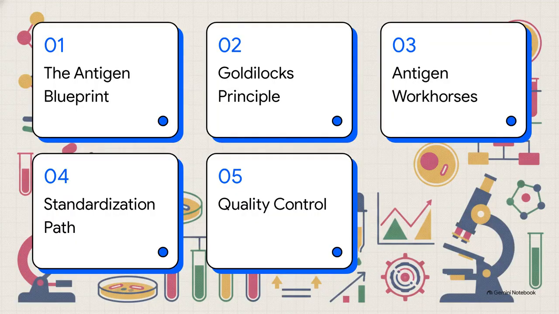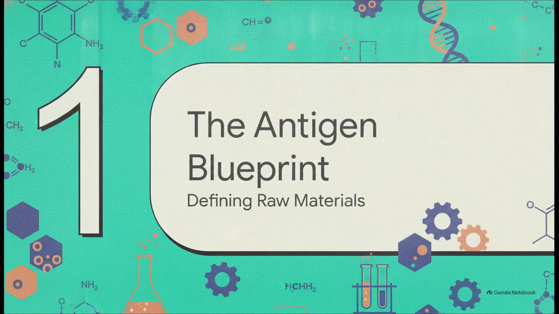antigens. So here is our roadmap for today. We're going to cover the antigen blueprint, explore the Goldilocks principle, look at 3 antigen workhorses, walk down the path to standardization, and finish up at the quality control checkpoint. Let's get into it. Step 1, the antigen blueprint.